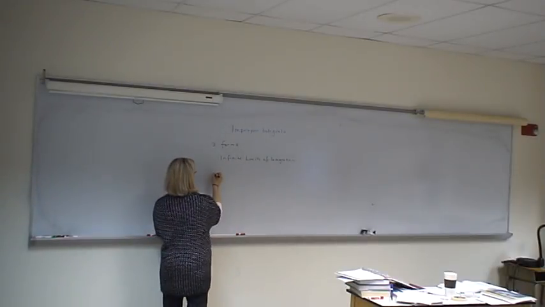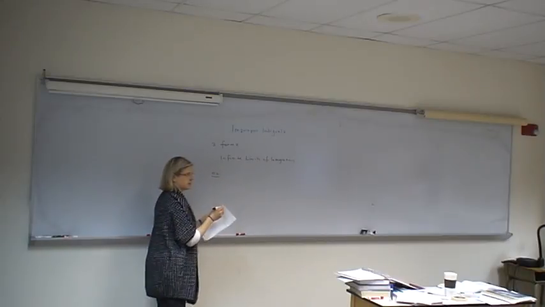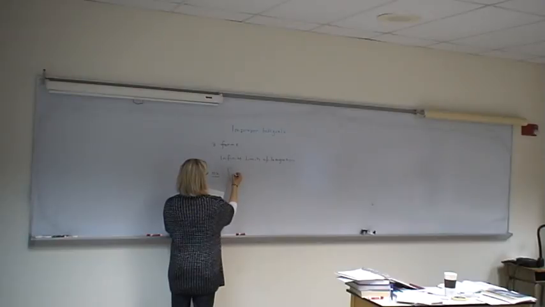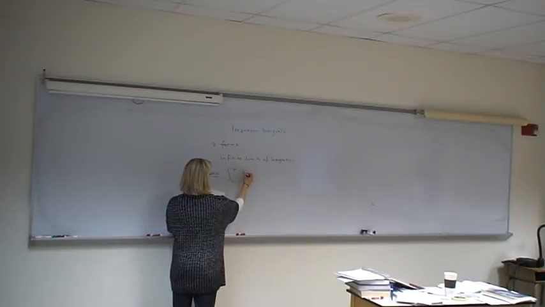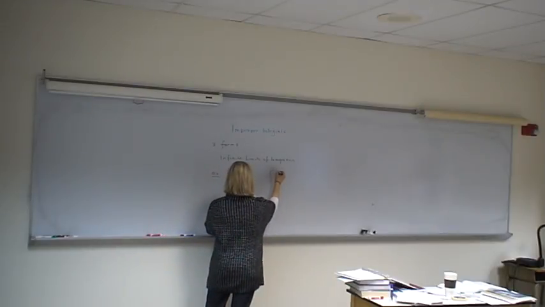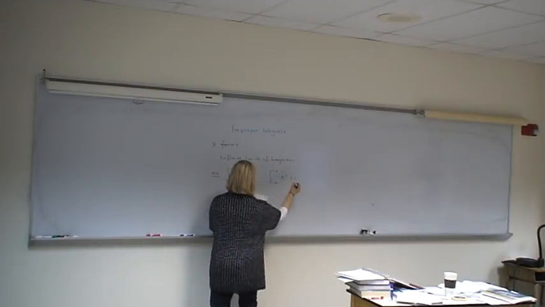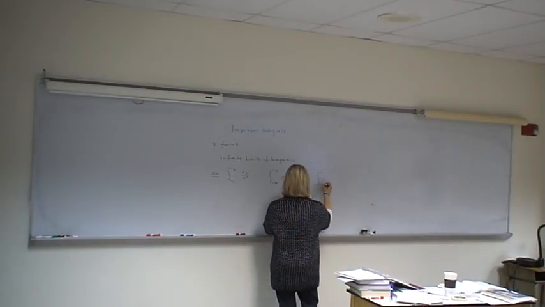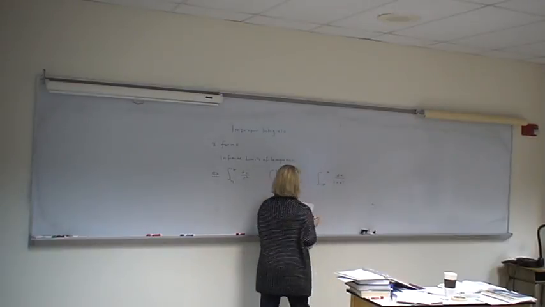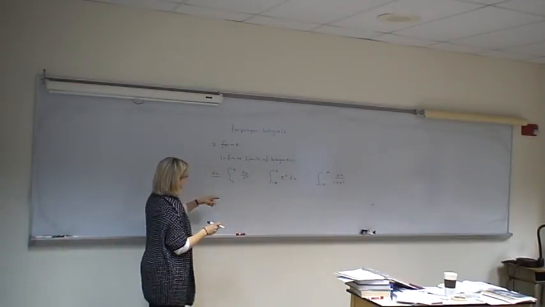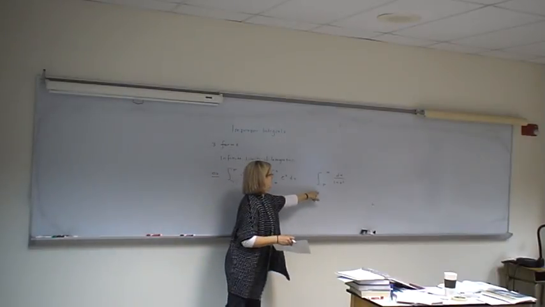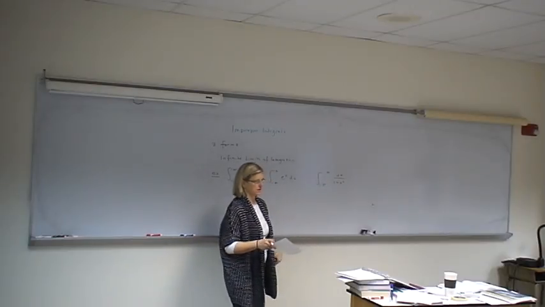For example, we're going to look at these later, but I'm just going to show you the types. So we have the integral from 1 to infinity of dx over x squared, negative infinity to 0 of e to the x dx, and negative infinity to infinity of dx over 1 plus x squared. All three of these have some sort of infinity in their limits. This one has it both at the bottom and the top, so we'll learn how to deal with that.